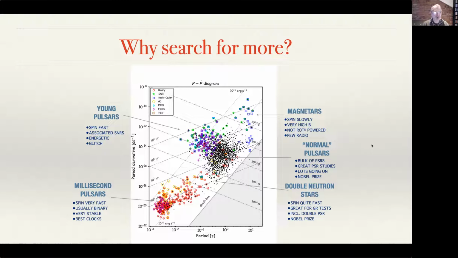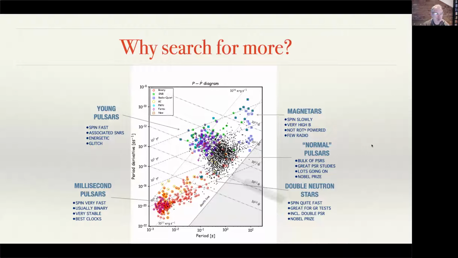Okay, so what we want to do now is look at this period derivative diagram and get some idea about why we might want to find certain pulsars in certain areas of this diagram, to help us better understand the population or use them as probes or something like that. So let's have a look at this.